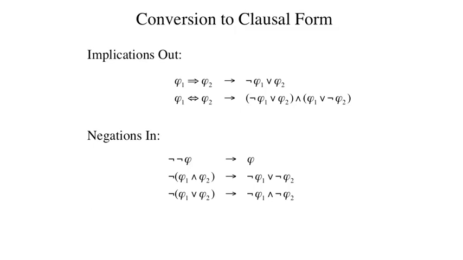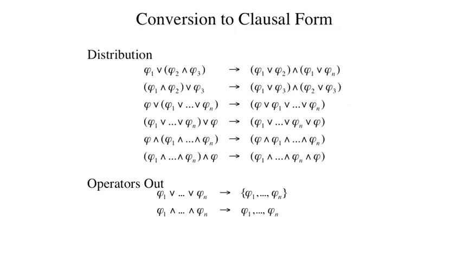The purpose of the transformations in the negations in group is to move negations through other operators until they are applied directly to proposition constants. We drop double negations. We push nots through ands by negating the conjuncts and changing to ors. And we push nots through ors by negating the disjuncts and changing to ands.